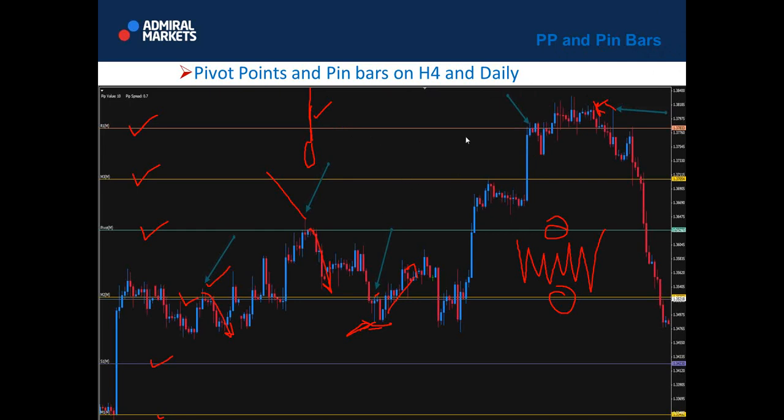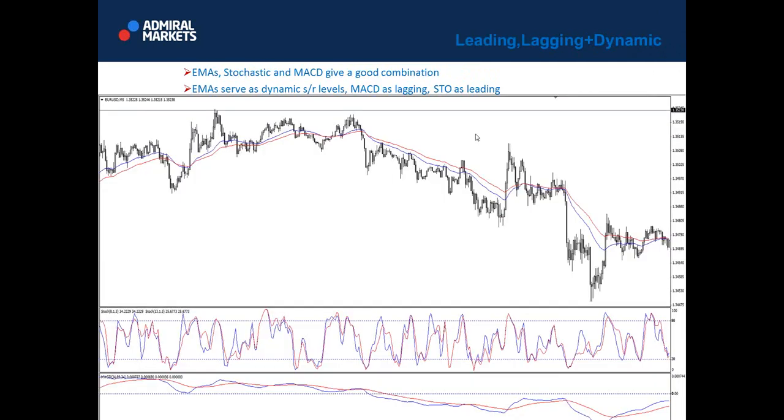Pin bar, pivot point. Then we go by a perfect example of the trading strategy which I already presented you. Leading, lagging, dynamic. So in this example, we can see all of those indicators combined together, giving a good trading system.